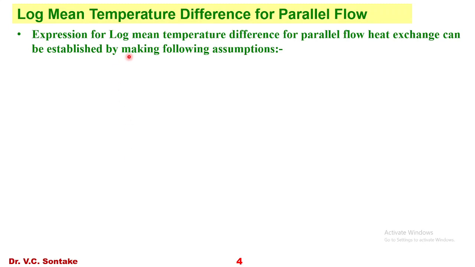Expression for log mean temperature difference for parallel flow heat exchanger can be established by making the following assumptions. Assumption number 1 is one-dimensional steady state flow. During heat transfer between hot and cold fluid, the steady state is assumed, and it is also assumed that flow is steady flow. That means during steady state, the heat transfer rate remains constant and the mass flow rate of both the fluids also remains constant.